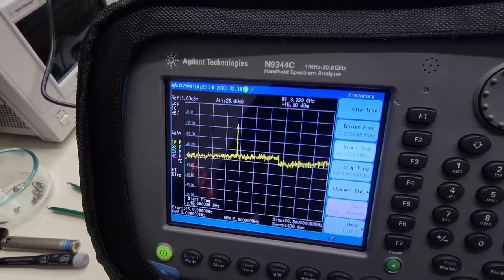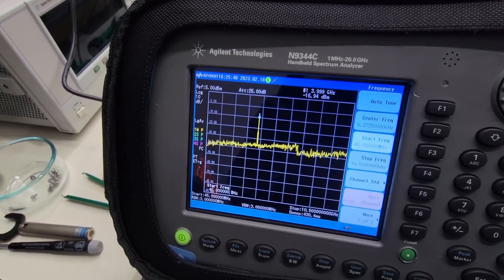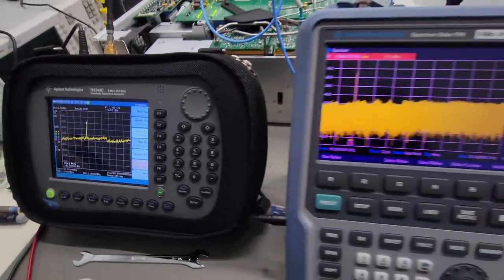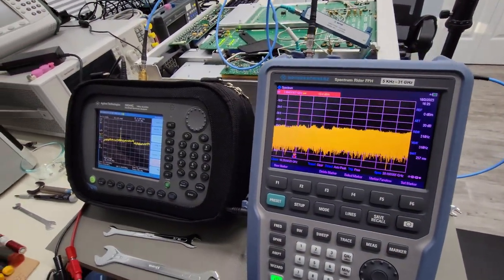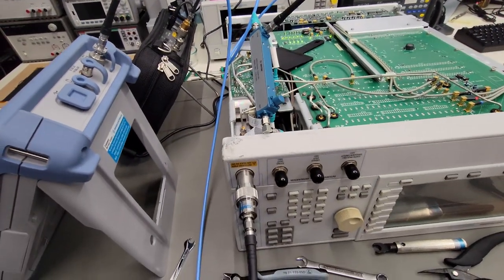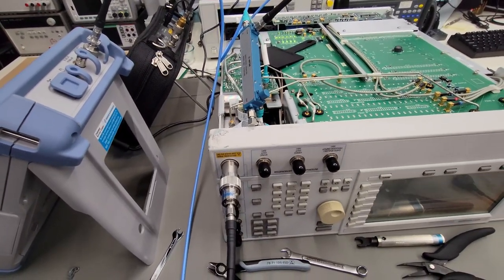And we can go up and down in frequency and just make sure the amplitude doesn't fall out of spec. But I don't believe that is the issue. So we can keep sniffing around again and check the other signal paths.